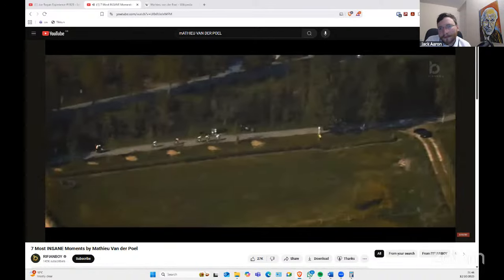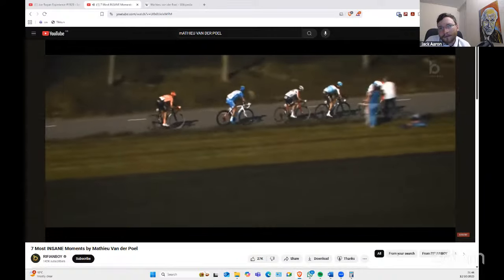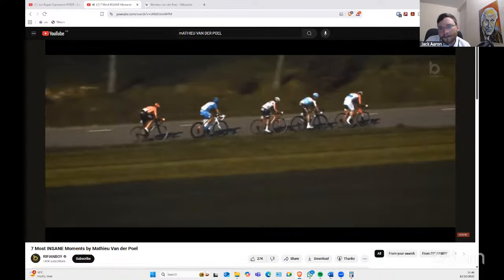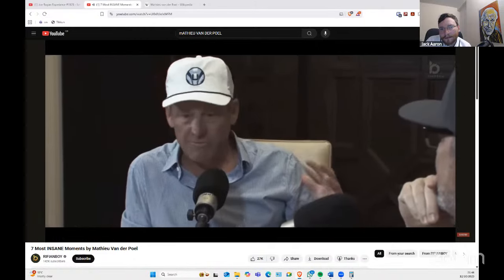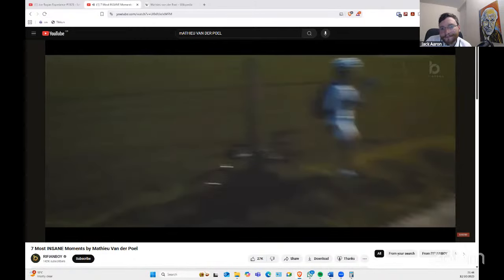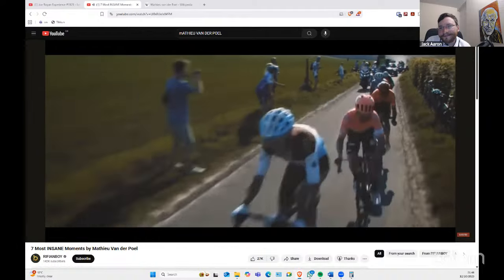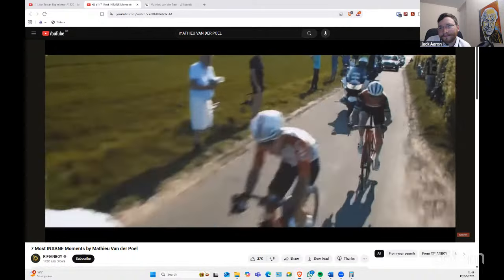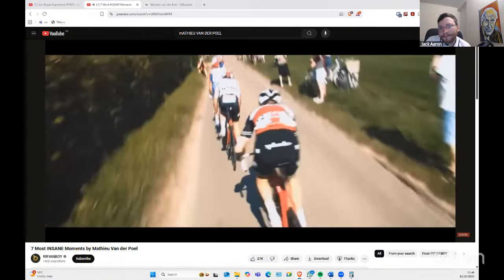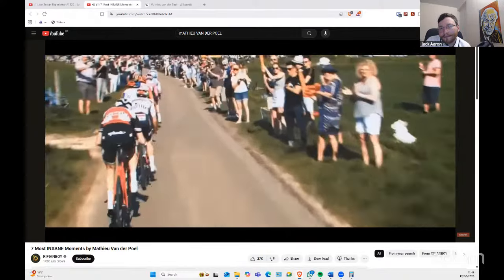And as you see from a distance with maybe 6 or 7 K to go, you see this group of 8. You see this animal, Van der Poel, off the front. He is... Right. They can't even pull through. Bob Jungels is on 8th wheel, and he's swinging. He can't hold the wheel.